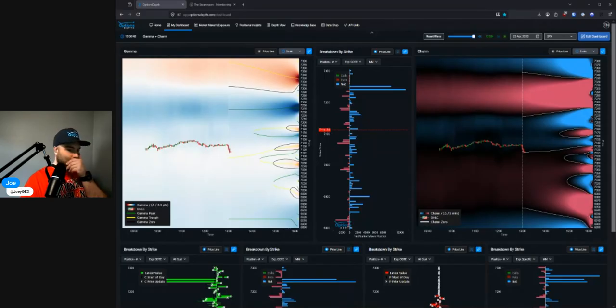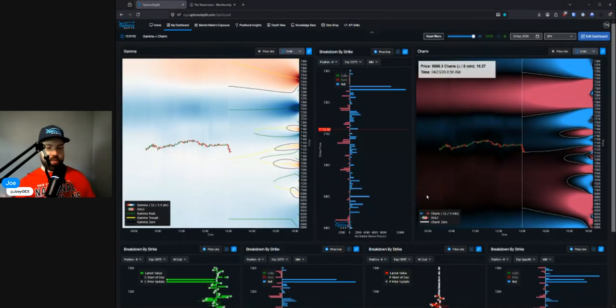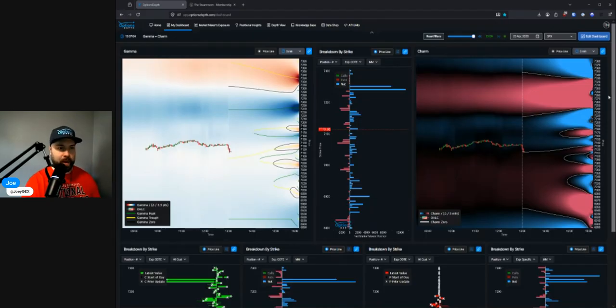Cool. All right. So let's get rolling. Obviously, when we're talking about dealer positioning, what we're driving at here is options positions inside of the SPX complex, right? And the reason that we care about this information, and the reason that we have this data here at Options Depth, is there are certain things that have to happen inside of the market based off of the dealer positioning.